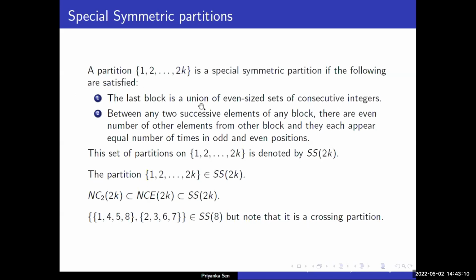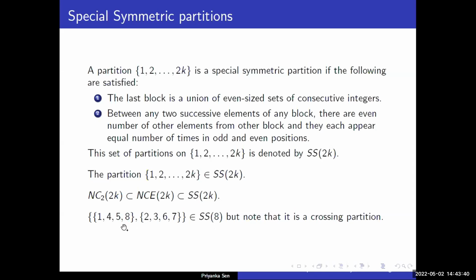conditions. If the last block is a union of an even-sized set of consecutive integers, and between any two successive elements of a block, elements from other blocks can appear, and if they appear, they appear an even number of times, then we call that partition a special symmetric partition. The set is denoted by SS2K, and all non-crossing pair partitions and non-crossing partitions with even-sized blocks are members of SS2K. However, there are some crossing partitions that are also members of SS2K.